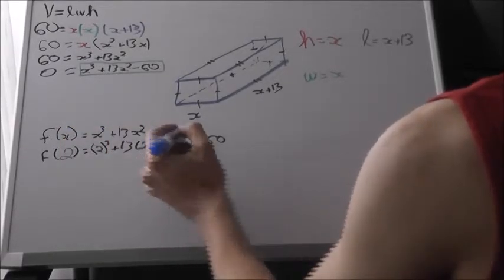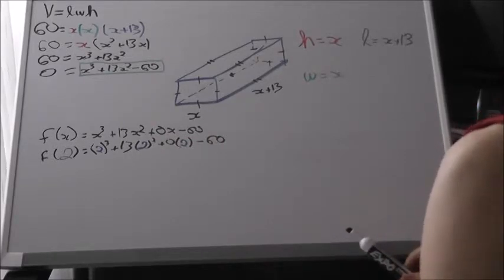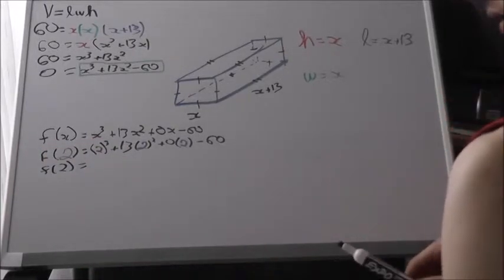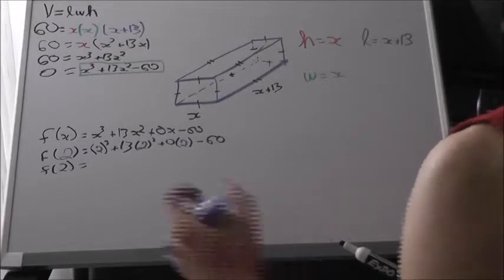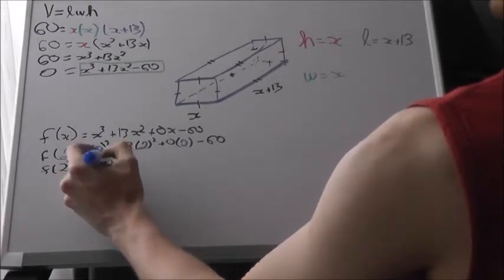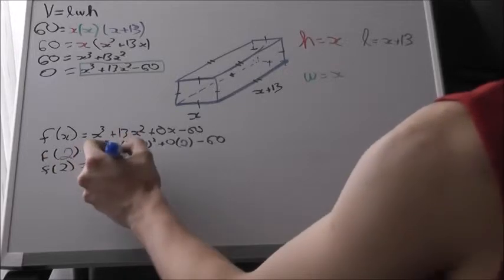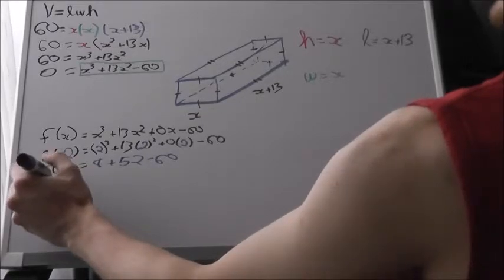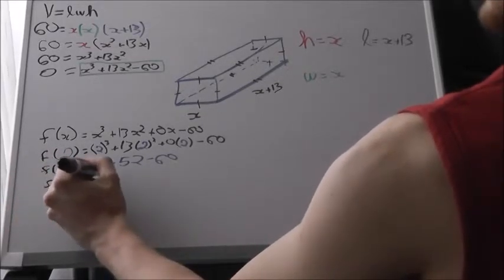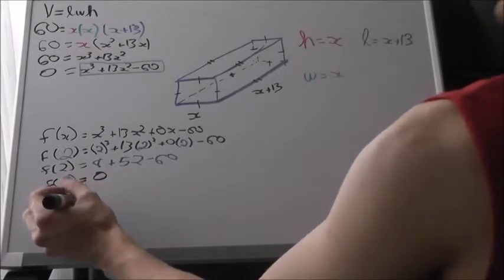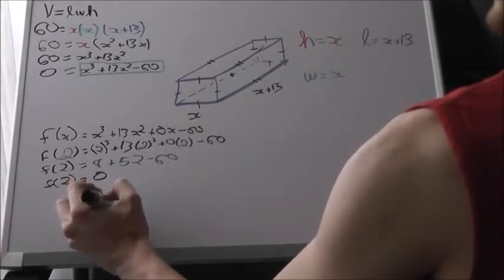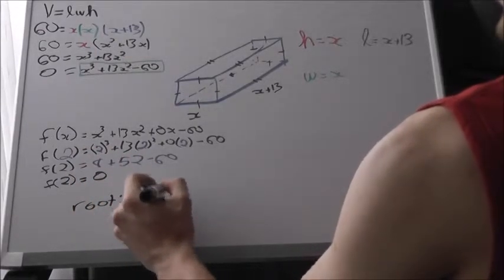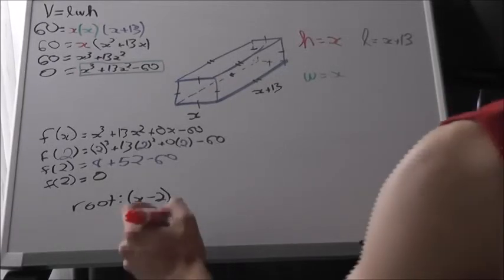So we are left with f of 2 is equal to 2 cubed plus 13 times 2 squared plus 0 times 2 minus 60. So in our next line, we will solve for all of the solutions. So we get 8 plus 52 minus 60. And that is equal to 0. So that means it is a root. So our root is now x minus 2. And it is minus 2 because it is positive, which means that in the brackets it needs to be negative.